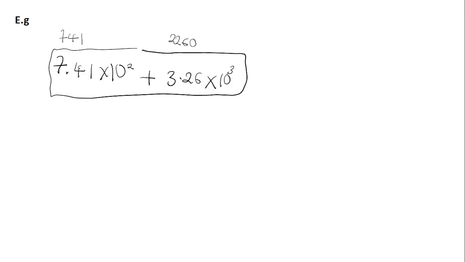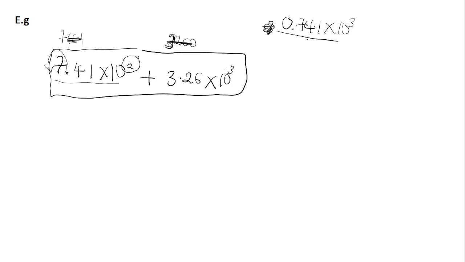That's what we said. So we can say 0.741 times 10 to the power 3. This is the same as this one, only the power has changed, and this is not the correct way of presenting it. Now, it's very easy at this point to add this number and this number because they have the same power.